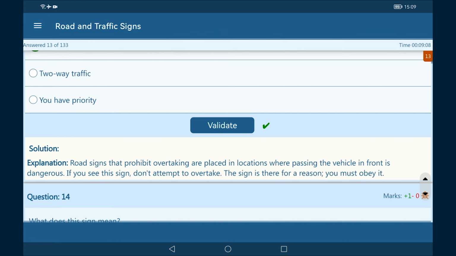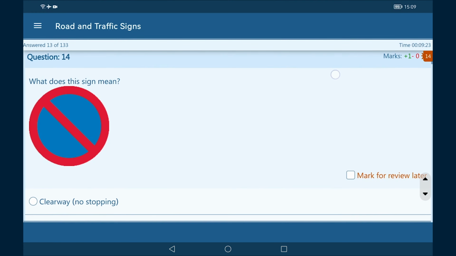Explanation. Road signs that prohibit overtaking are placed in locations where passing the vehicle in front is dangerous. If you see this sign, don't attempt to overtake. The sign is there for a reason. You must obey it.